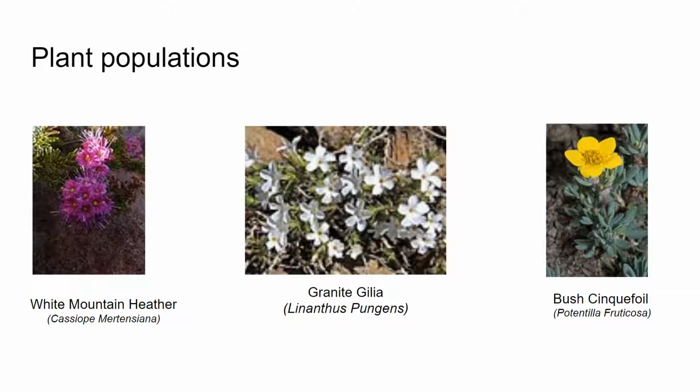The white mountain heather is adapted to the alpine environment by being very short. It's under 8 feet tall, and this is because of constant winds. The granite gilia is also very short, and it has needle-like leaves and is adapted to the constant cold temperature. And the bush cinquefoil is a yellow flower that is considered a dwarf and is very short to keep itself from winds, and it bears fruit which allows it to spread seeds very widely.